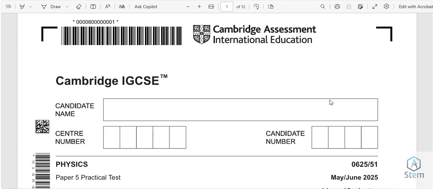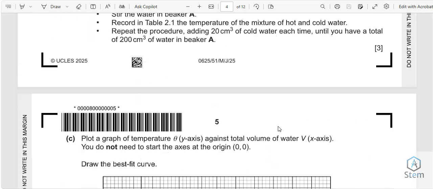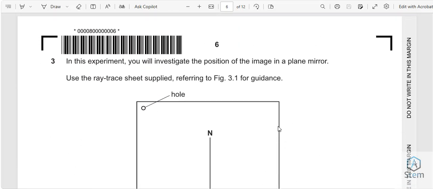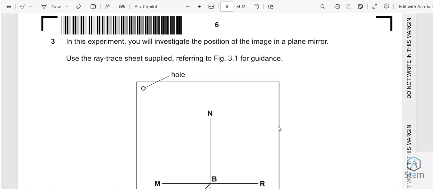Hello. Today we are going to answer question 3, which is optical physics. This is from May-June 2025, component 5.1. All right. So, like I said, this is optical physics, and it's one of the common experiments that you will need to master as you go to write your IGCSEs.